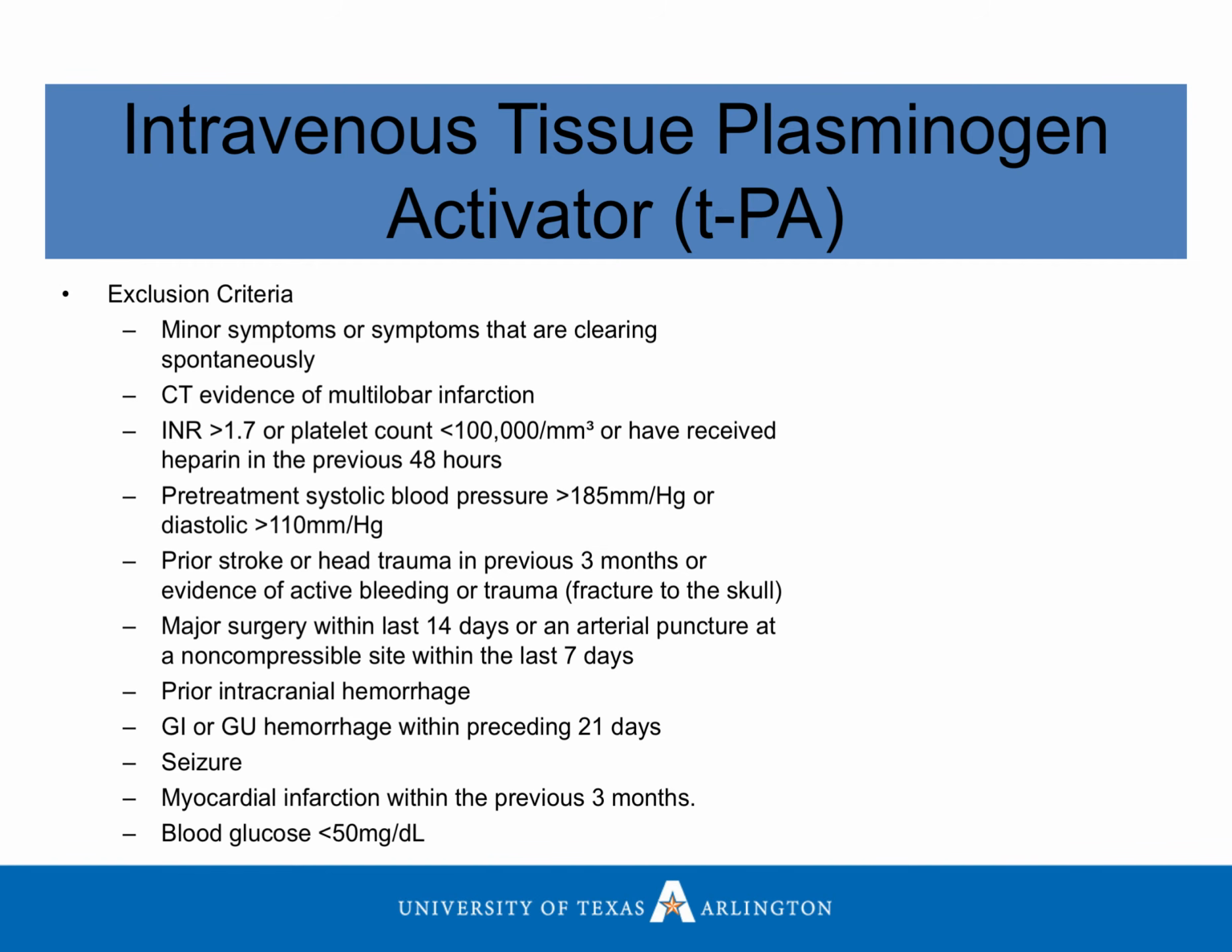And then prior intracranial hemorrhage, if they've had that before, then nope. A GI or GU hemorrhage within the last 21 days. And then if they have seizures, you do not give TPA. Myocardial infarction within the previous 3 months, and blood glucose less than 50. And again, we talked about getting the blood glucose managed quickly, just like the blood pressure.